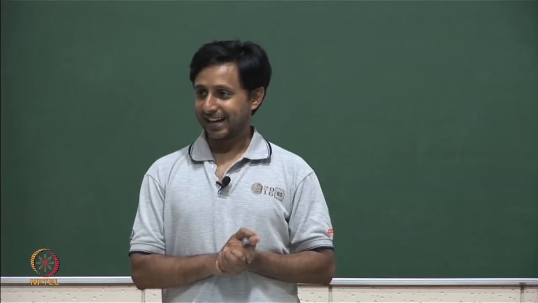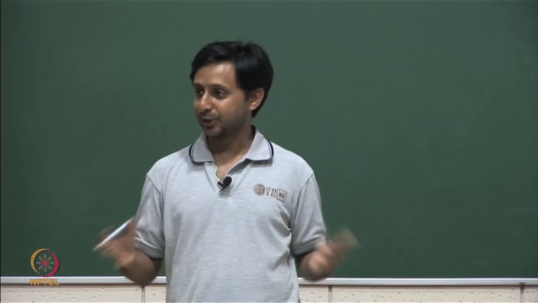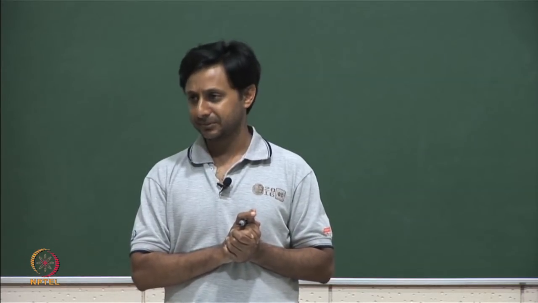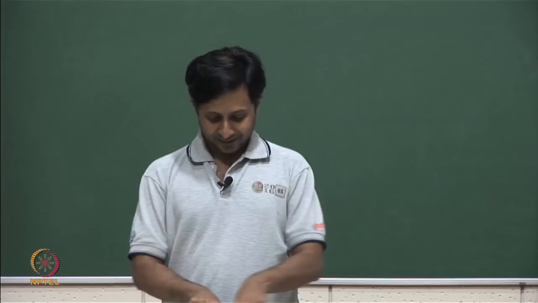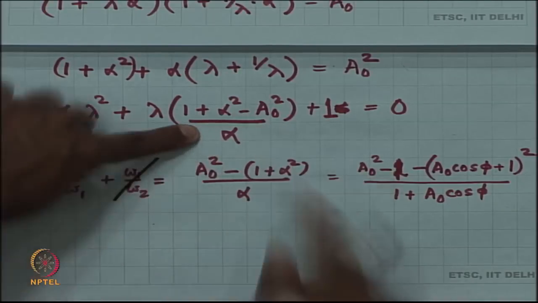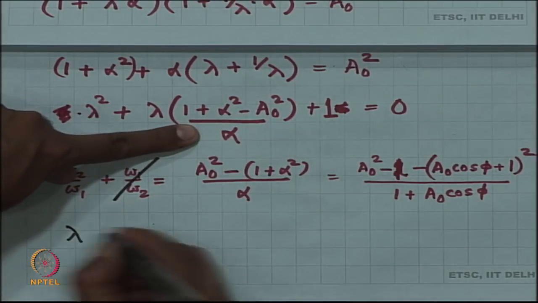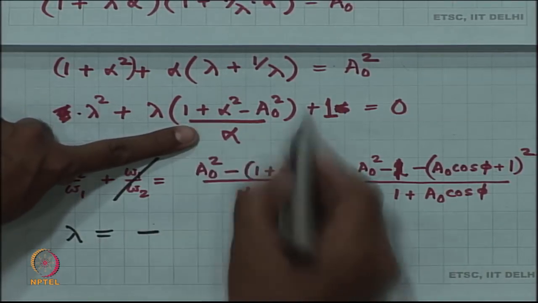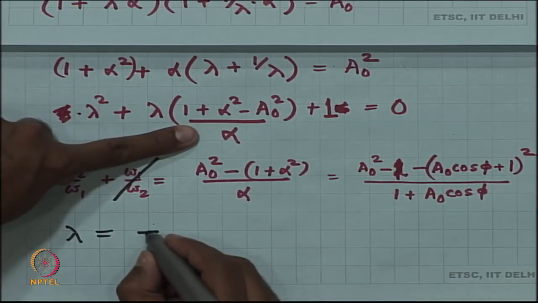All right. And you see, our picture tells you that that is going to happen. One of the two roots is going to be much bigger than the other, and if that happens, then automatically I have my answer. Omega 2 by omega 1, lambda, is equal to minus of this, or basically it is equal to this.